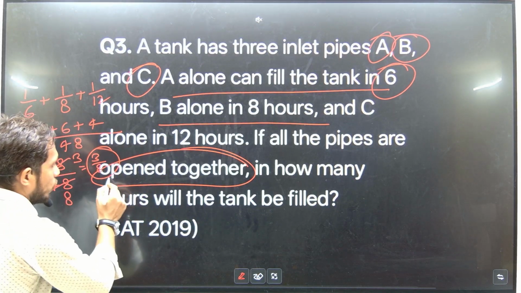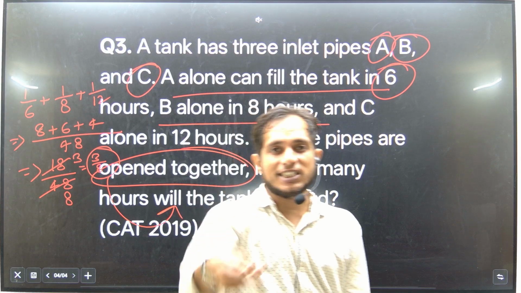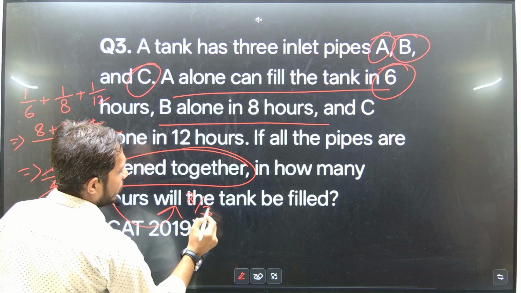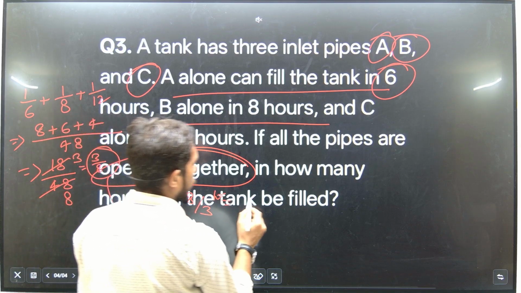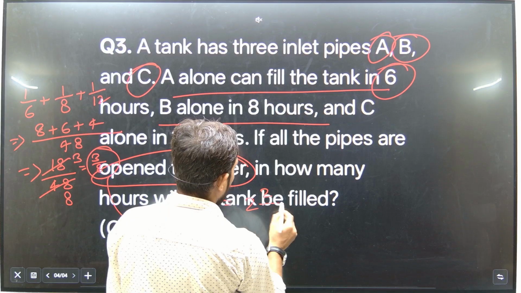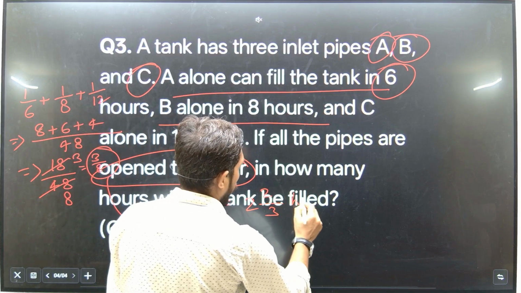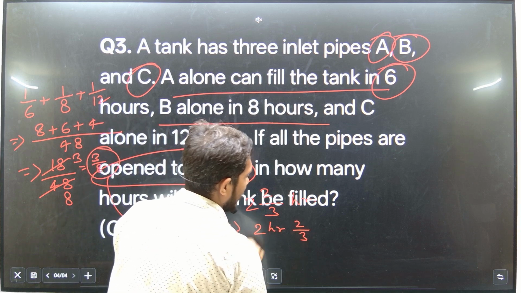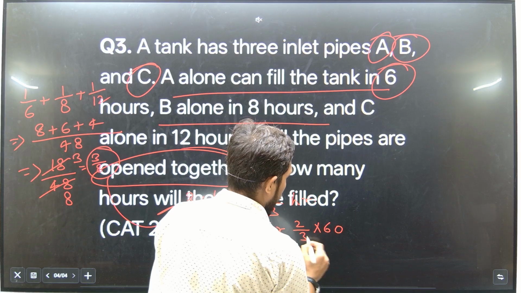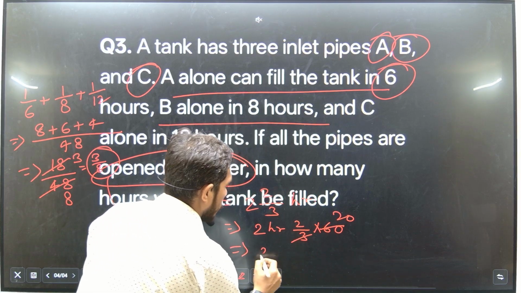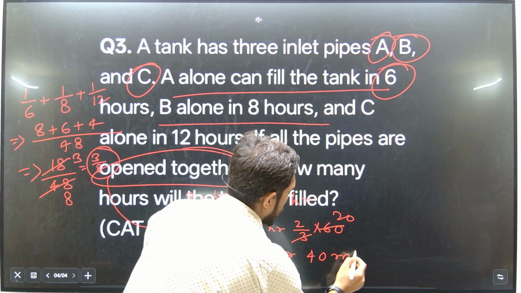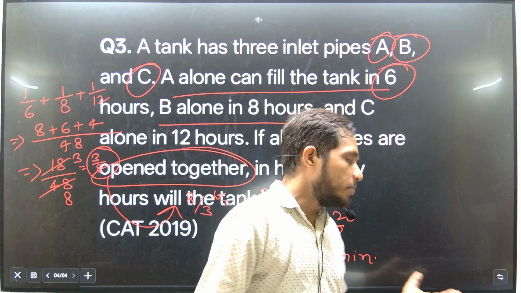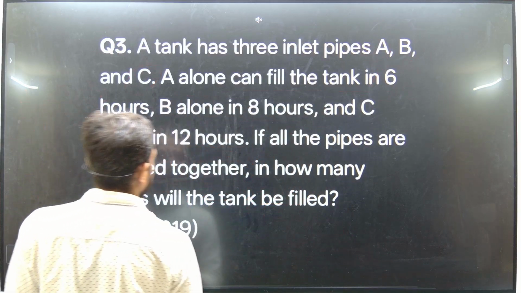So the total part becomes what? The total time is the reciprocal of the 1 hour part. So its reciprocal becomes 8 by 3, means 8 by 3 hours, that is 2 and 2 by 3 hours. Now we need to change it into minutes. So 2 by 3 hour means 2 by 3 into 60, that is 40 minutes. So the net time required to fill the tank is equal to what? 2 hours 40 minutes. Now move towards another question.